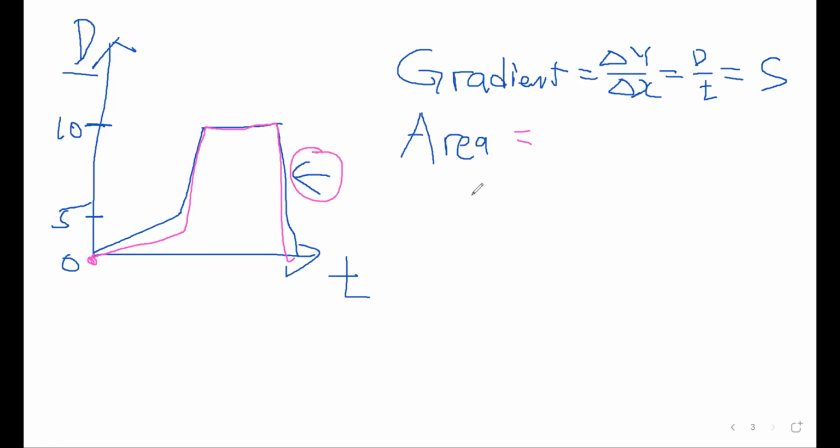What about the area under the graph? Does the area under the graph represent anything in the distance time graph? No, it does not. Why? Because area is base times height, and this base times height is going to be distance times time, which is no formula here. So in the distance time graph, the area represents nothing. It's useless.